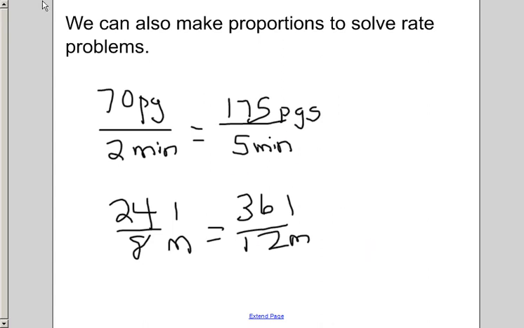So in this unit, you will be working a lot on rates, ratios, and proportions. Now you're ready to work in your journal.